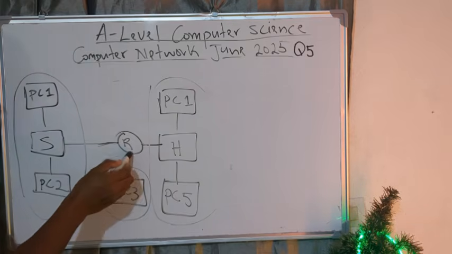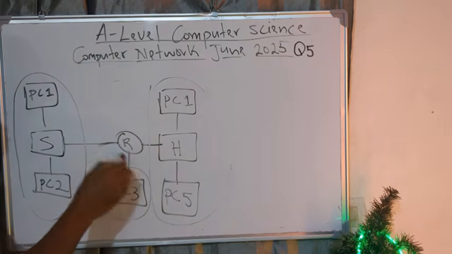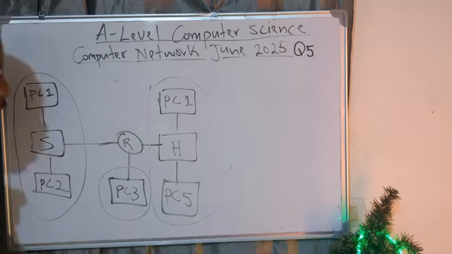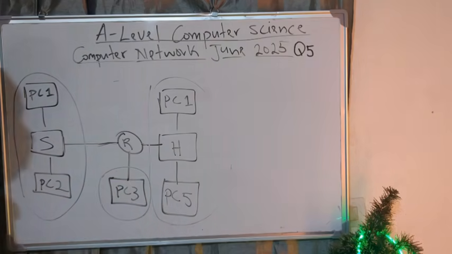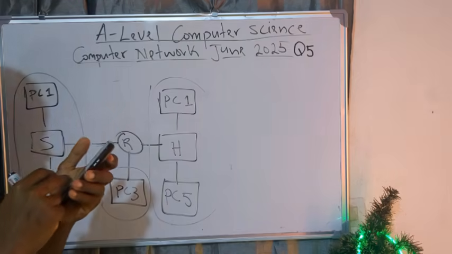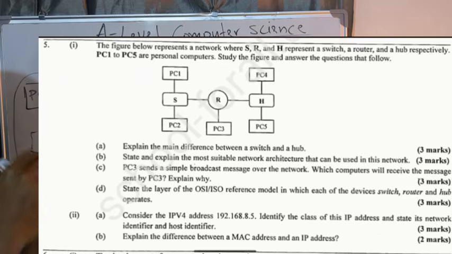Why? Because the router destroys broadcast messages. One answer. Another person can say because PC3 is not in the same network with the other PCs. So you see that when you master it, there are different ways you can answer the question. So we are done with that one. 3 marks. Now, the G part, they say state the layer of the OSI model in which each of the devices, switch, router, and hub operate.